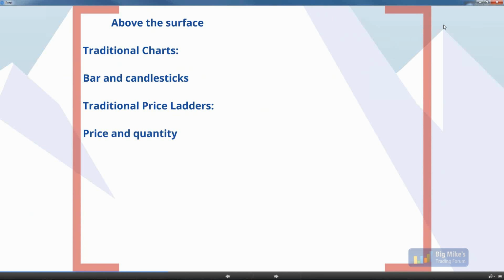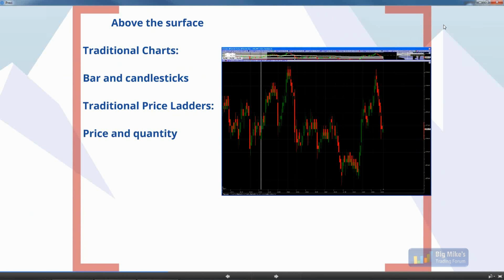Above the surface are traditional charts like candlesticks or bar charts, like the one you see on the right that I just popped in there. High, low, open, close, swing highs, swing lows, and all the rest. But again, a lot of information is missing from just being able to look at a high, low, open, close type of environment. And then traditional price ladders. And I just got a small picture of it.